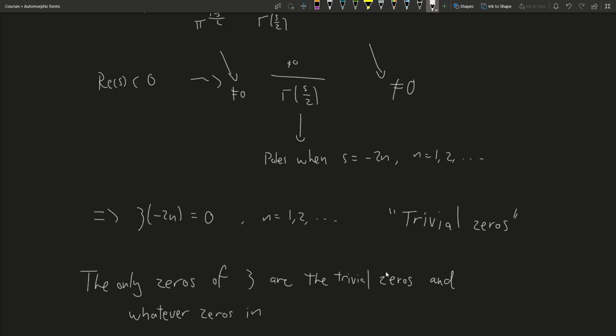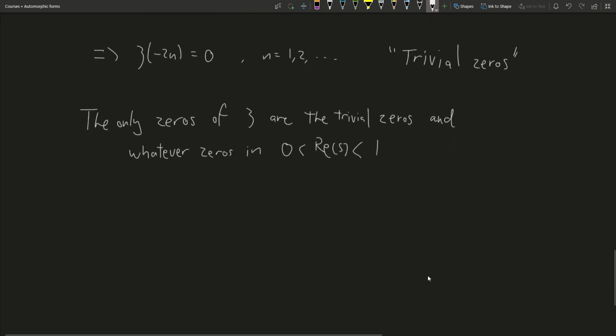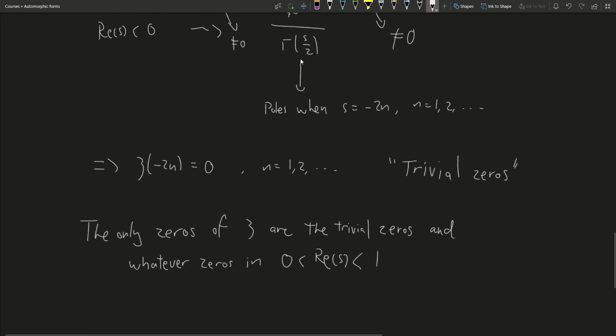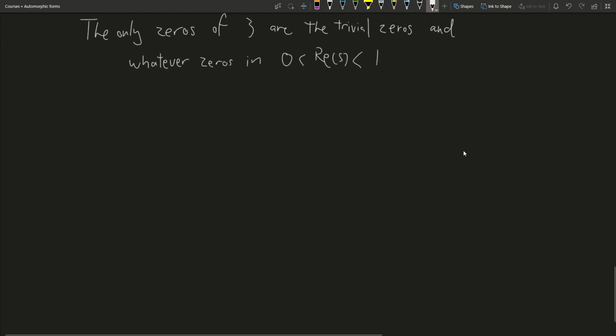And the only non-trivial zeros we know, in fact, are strictly contained between 0 and 1. They're not on the edge of the critical strip. What happens at the point 0? Because you might think, oh, well, the gamma function also has a pole at 0, so why doesn't this vanish there?